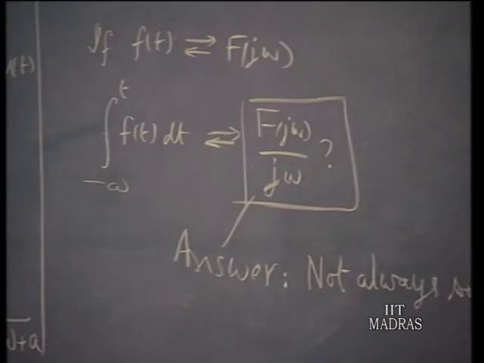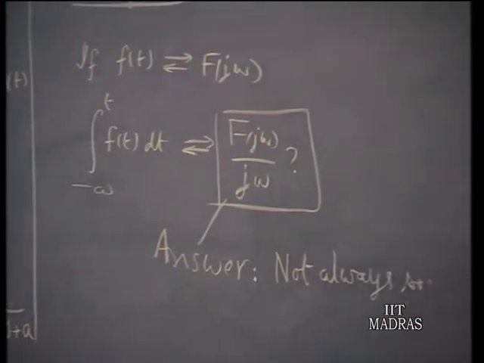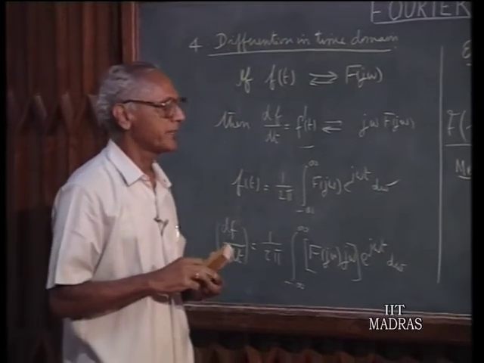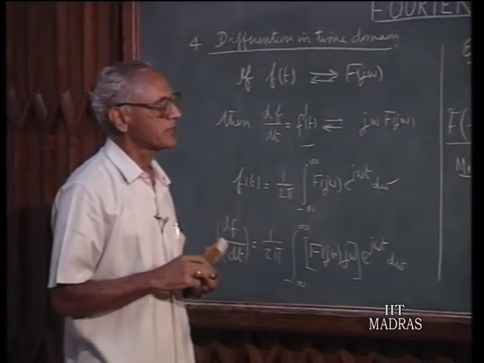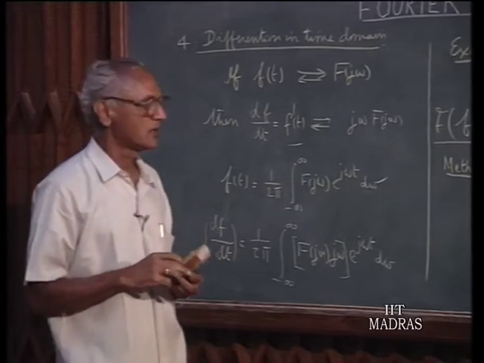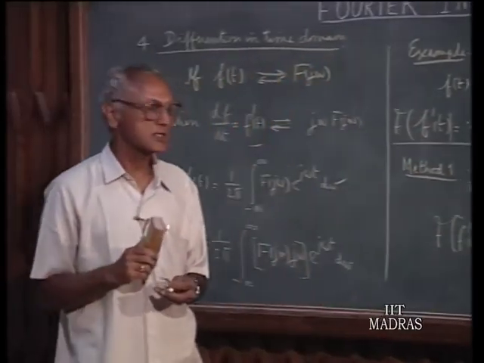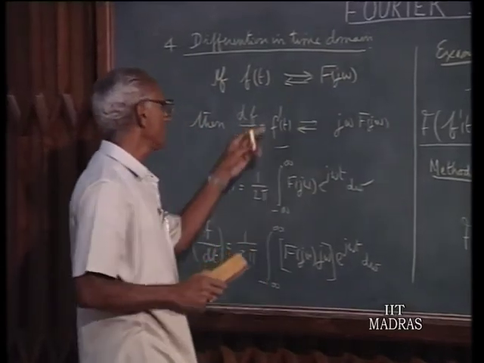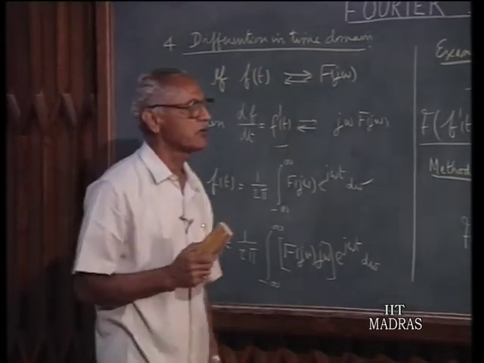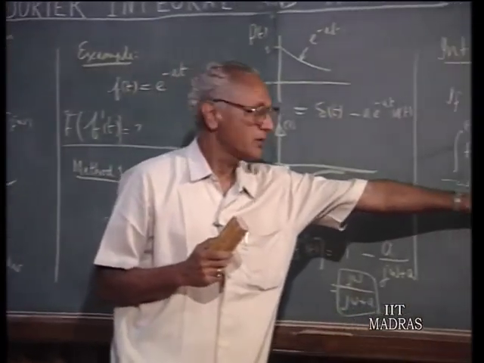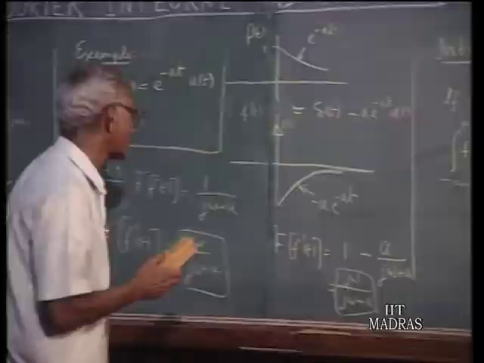So, we must be careful in trying to integrate a signal and finding out its Fourier transform. We will discuss this at a later point of time after we find out the Fourier transform of a step function. So, we will postpone the discussion of this. What I would like to caution you at this stage is, you should not jump to the conclusion that because differentiation involves multiplication by j omega, integration means division by j omega in the transform domain. That is not so.